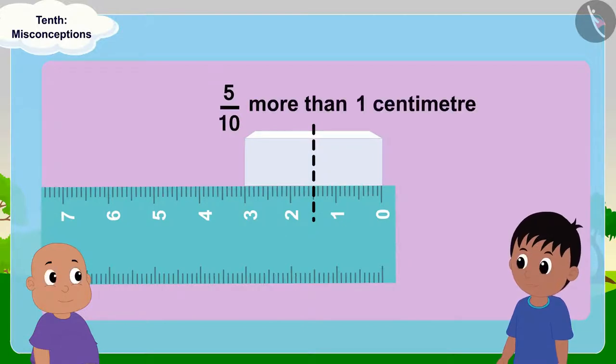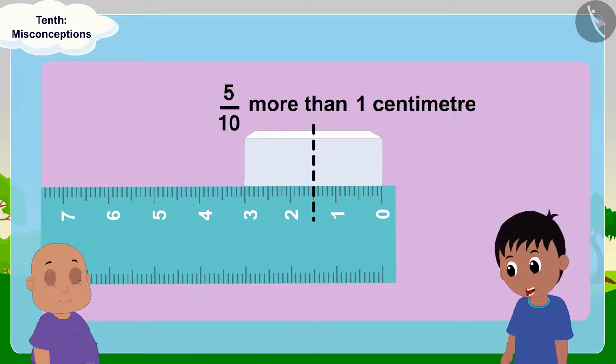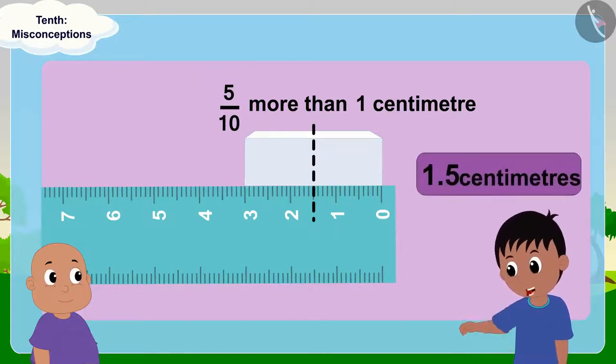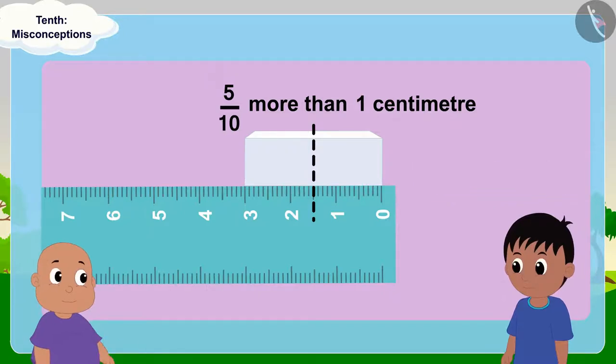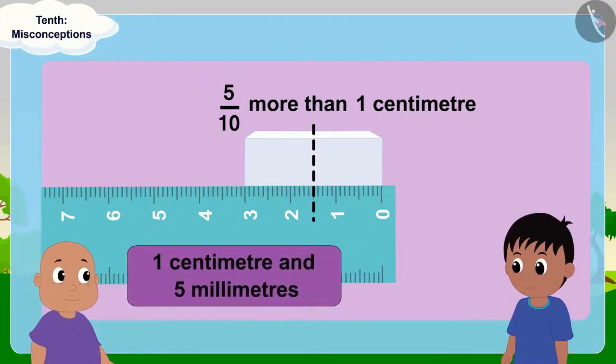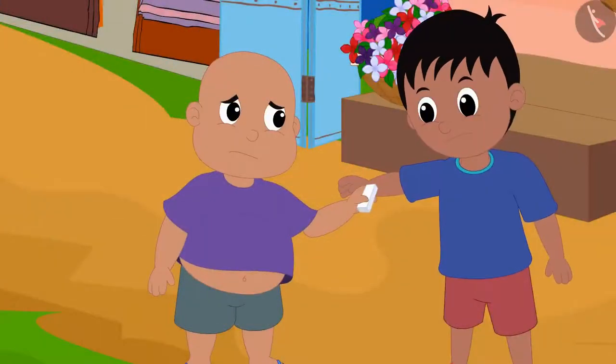Raju immediately said, "Bablu, half of the eraser is 1.5 centimeters long." "No, half of the eraser is 1 centimeter and 5 millimeters long," Bablu told Raju. Both Raju and Bablu started quarreling.